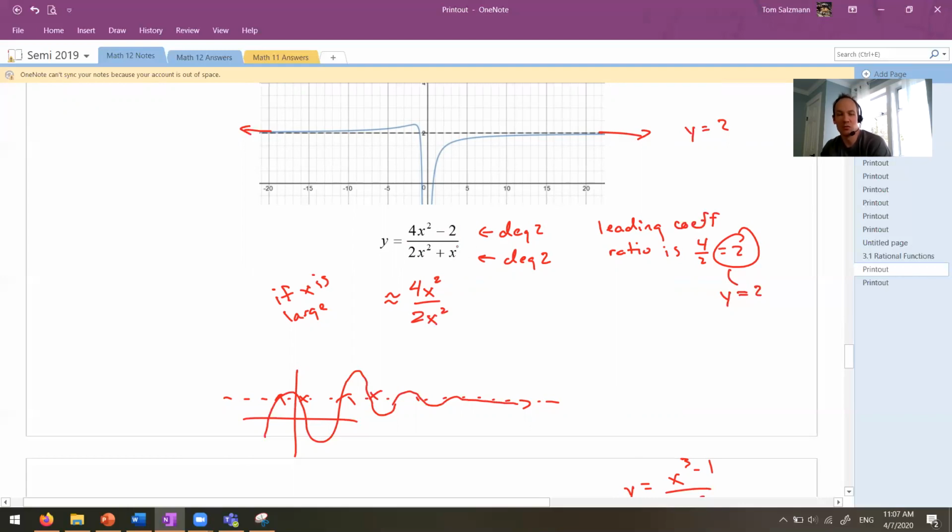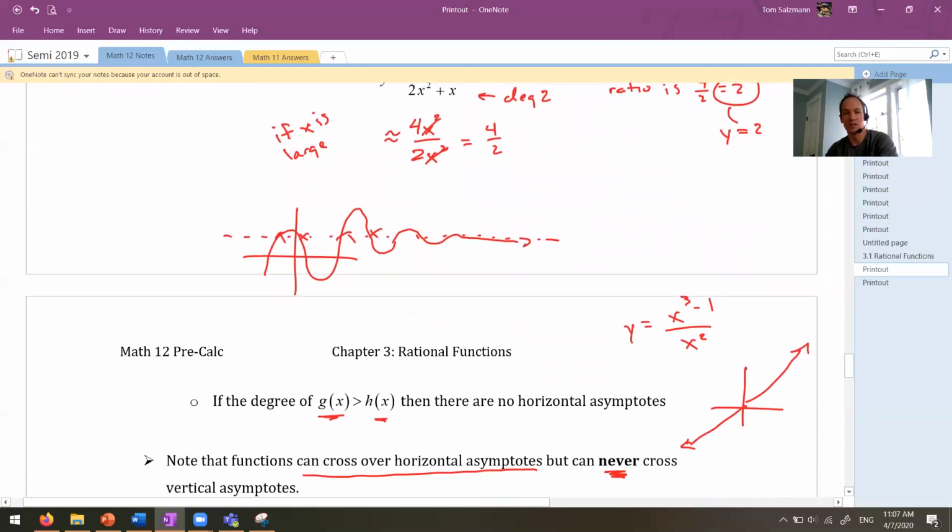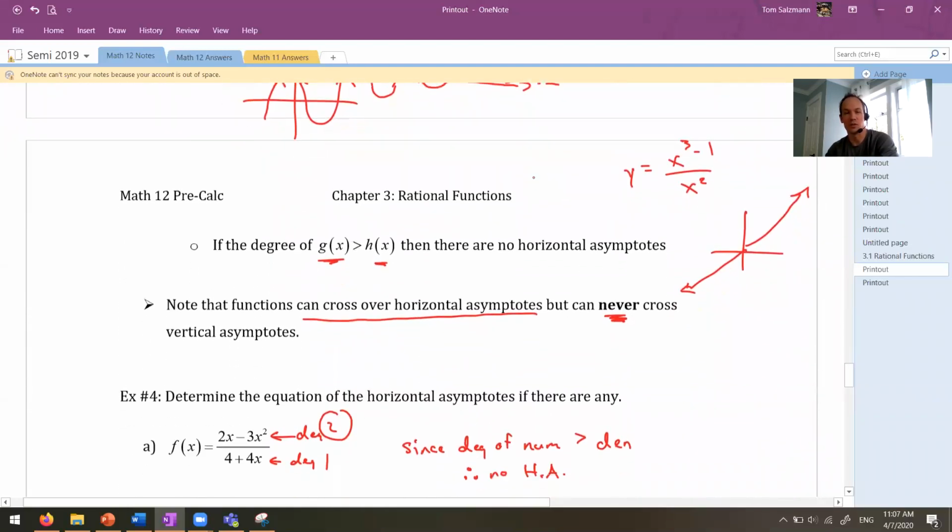Any smaller degree terms basically don't matter. At this point, we can say 4x squared over 2x squared. Well, it's kind of like we can cancel the x's, and this is 4 over 2. So if the degrees are the same, the numerator and denominator both grow at the same rate. All the smaller degree terms are negligible. We can just ignore them, and we can effectively cancel out the x's. That's why we can use the ratio of the leading coefficients.